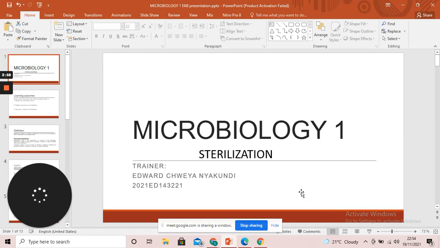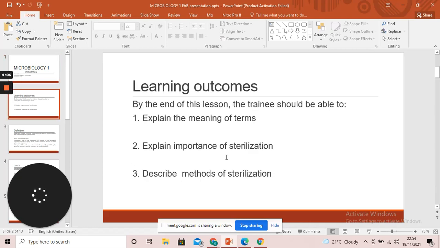So for today, we are going to go through the topic called sterilization. Our learning outcomes for this session will be, by the end of this lesson, each trainee should be able to explain the meaning of the terms, and secondly, explain the importance of sterilization. Lastly, describe the methods of sterilization.